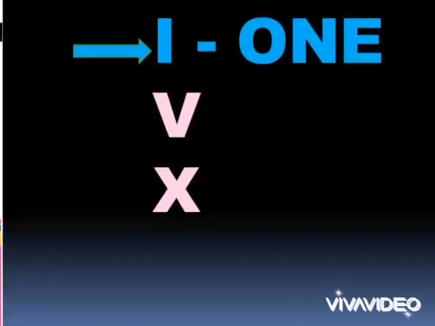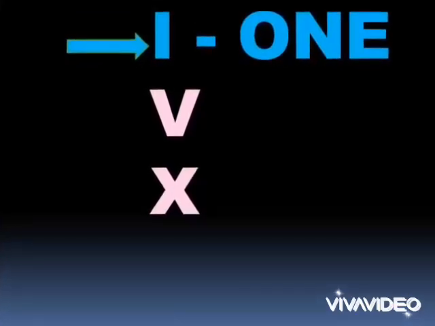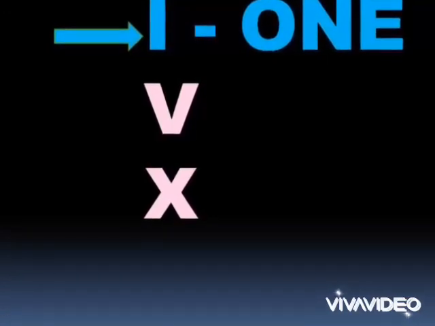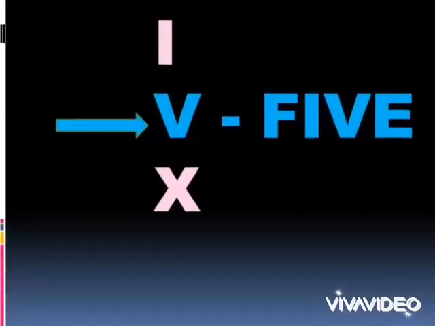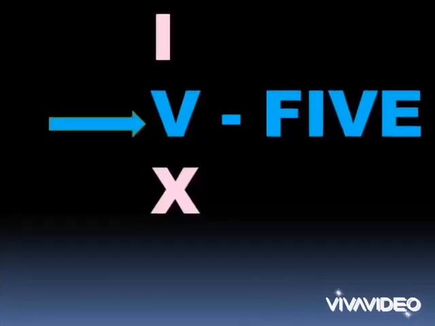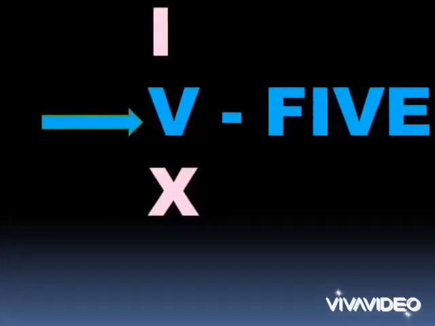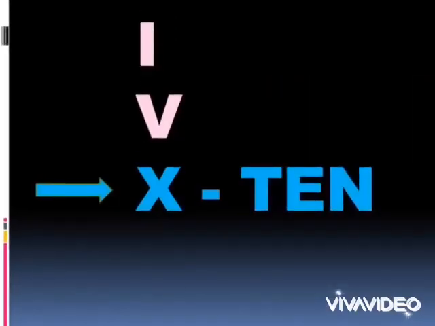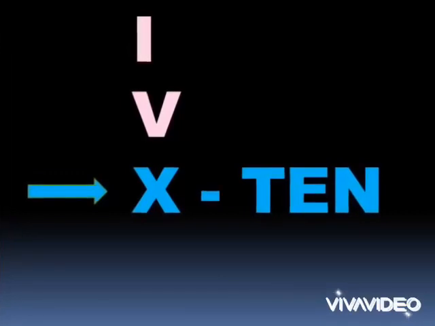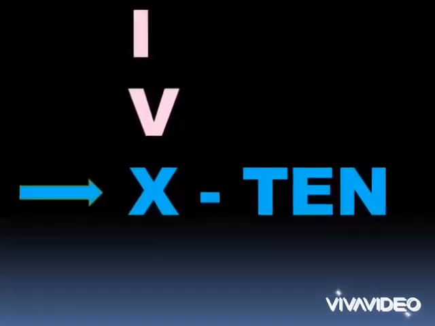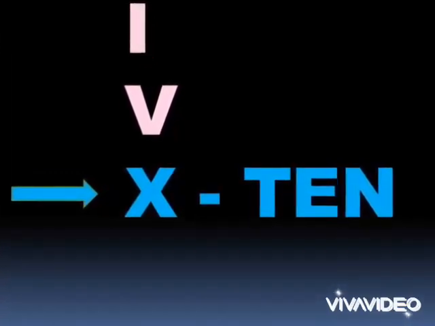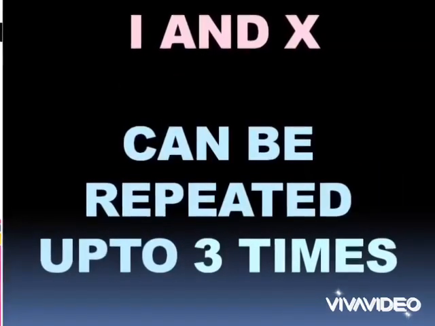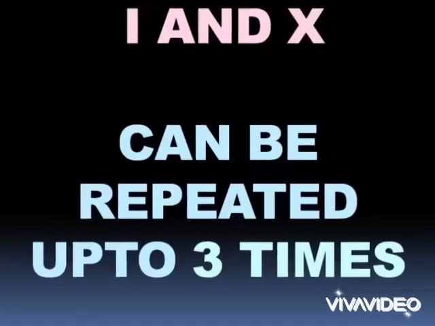1 in Roman numerals is written as I. Five in Roman numerals is written as V. And 10 in Roman numerals is written as X. These are the letters which represent the numbers. I and X can be repeated up to 3 times.